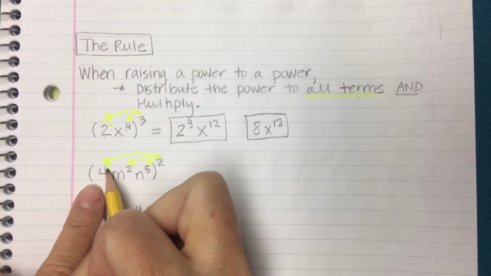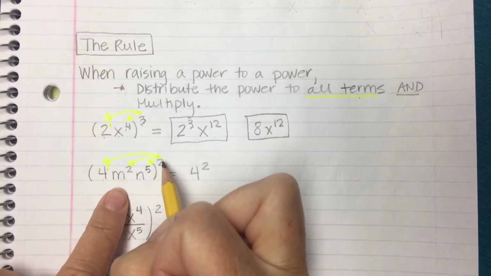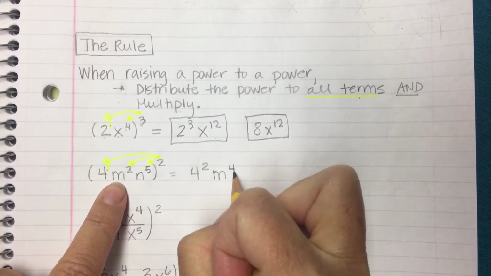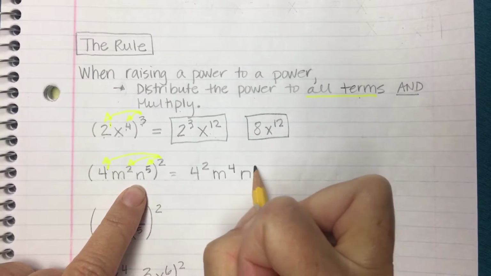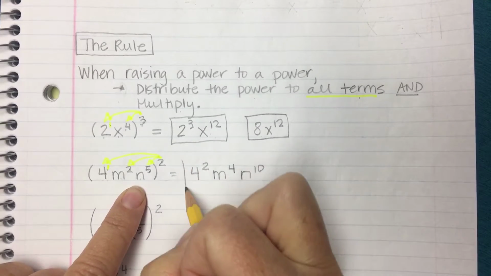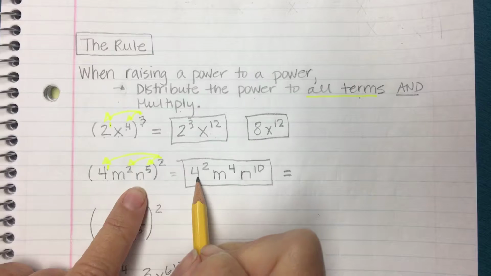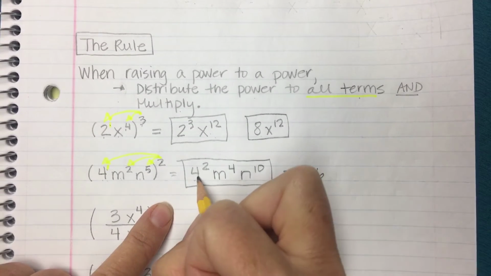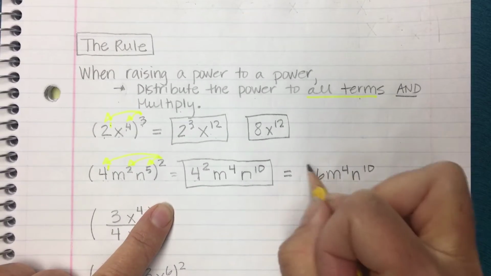So 2 times 1 is 2, so I have 4 to the second. Then I have 2 times 2 is 4, so I have m to the 4th. Then I have 2 times 5 is 10, so I have n to the 10th. Now I am done, but like I said, on a test it's very possible that they'll give you 4 to the second as 16, because 4 times 4 is 16. So you might find both of these answers.